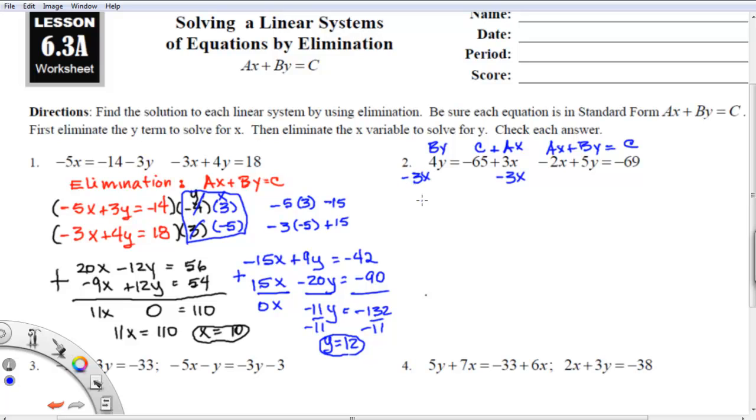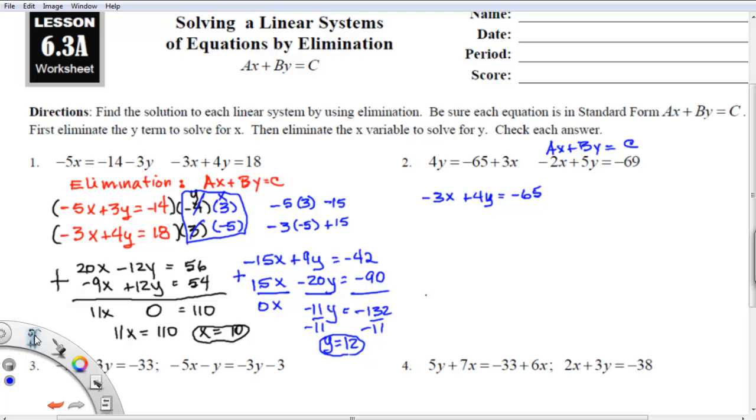And then the equation I end up with is a negative 3x plus 4y equals a negative 65. Okay? So you see now I've got ax plus by equals c. And when you use elimination, you've got to have that every time. So now we've got it in standard form instead of slope-intercept form.